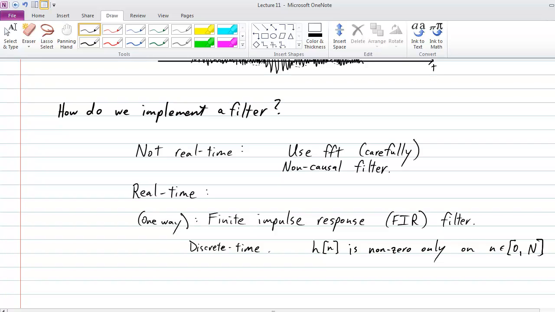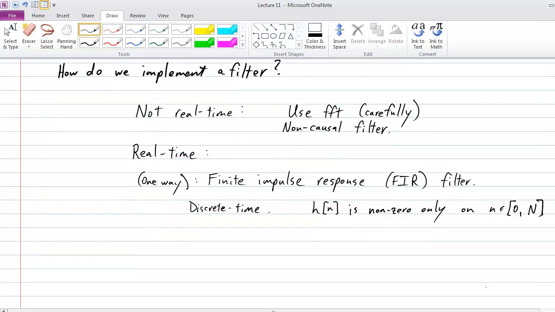Okay, so what we mean by this is your filter has finite width. So you can design whatever you want, but it has to stop eventually. Start at time 0 and stop at time N. Okay.